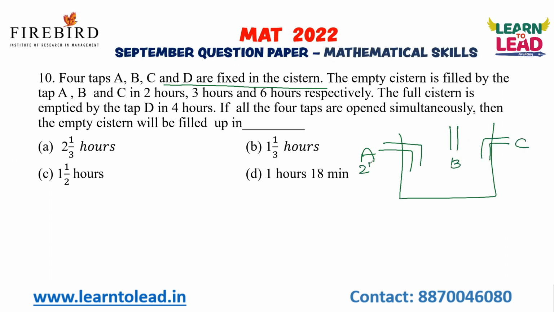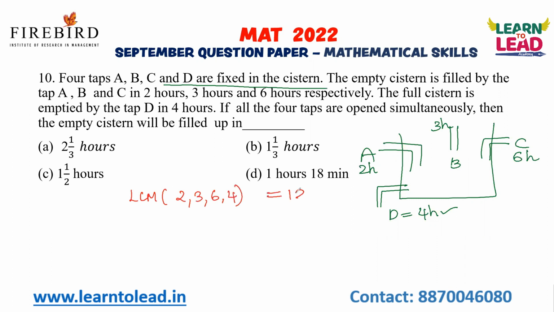A tap fills the system in 2 hours, B tap fills the system in 3 hours, and C tap fills the system in 6 hours. The full system is emptied by tap D in 4 hours. If all the 4 taps are opened simultaneously, then the empty system will be filled up in how many hours is my question. Do you understand? Now let us take the LCM of 2, 3, 6, and 4.